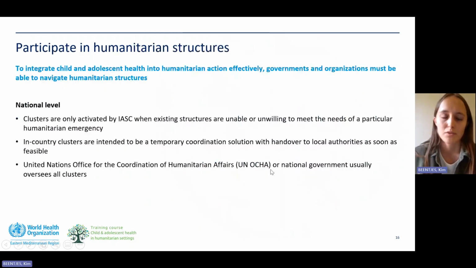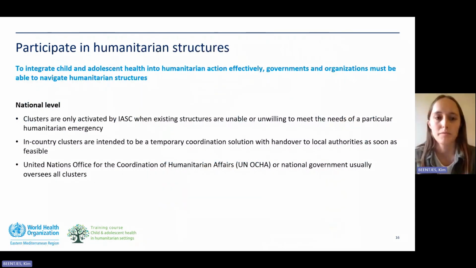Then continuing, I will go on to the national level. Clusters are only activated by the IASC when existing structures are unable or unwilling to meet the needs of particular humanitarian emergencies. And in-country clusters are intended to be temporary coordination solutions with a handover to local authorities as soon as possible. UN OCHA is usually overseeing all these clusters, but it can also be national governments.